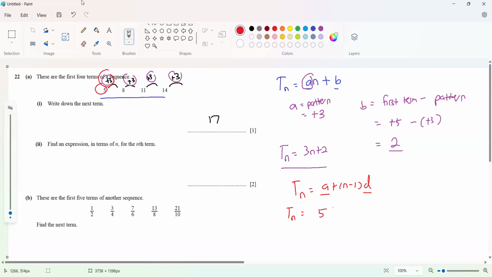Tn equals 5 plus (n minus 1) times 3. So this is 5 plus 3n minus 3. And then we still get 3n plus 2 as the final answer, right? So that is for number 22.